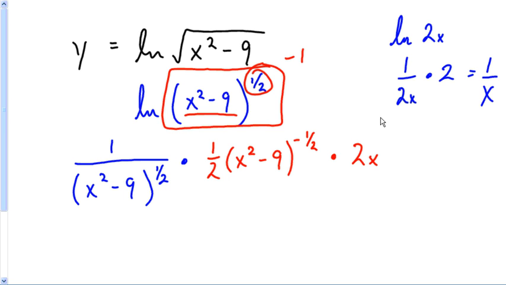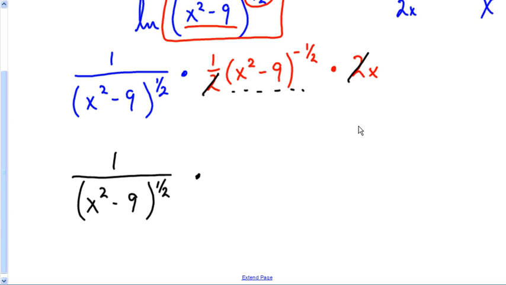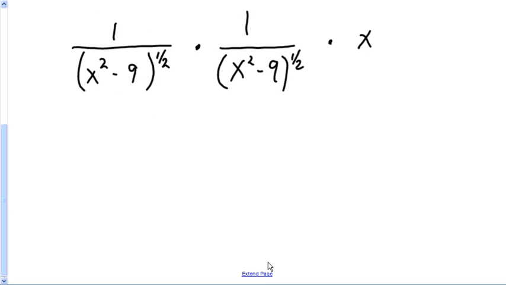Hey, there's some cool stuff on this one. First of all, check this out: that 2 cancels that. And look at what you've got. This one over here is to the negative half. So what you've got going here is 1 over (x squared minus 9) to the half, times 1 over (x squared minus 9) to the half, times x. This one's actually got kind of a neat end. What do you get when you multiply something to the half times itself to the half? Well, add your exponents, it's 1.